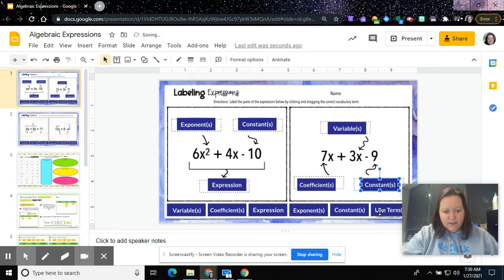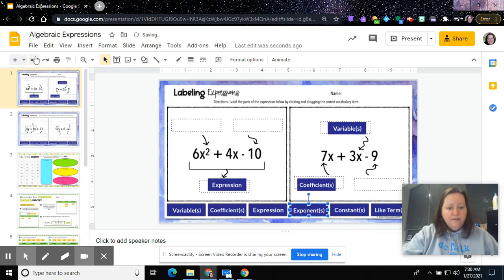And then like terms wasn't used on this one, or I'm out of boxes, but it would be the 7x and the 3x because they have the same variable ending, and so you can combine those and put them together. So 7x plus 3x, that would be 10x, and so those would be like terms. But like I said, it doesn't have a box on there, so feel free to not do that.